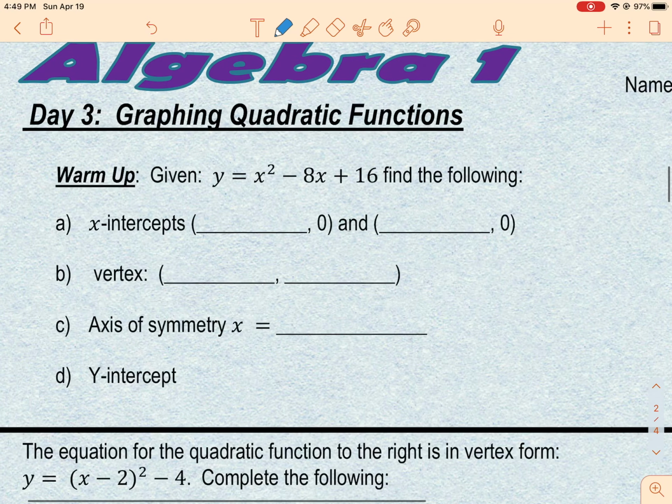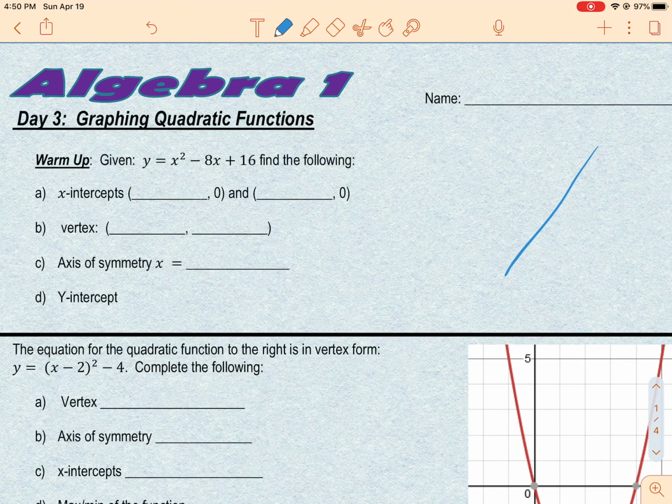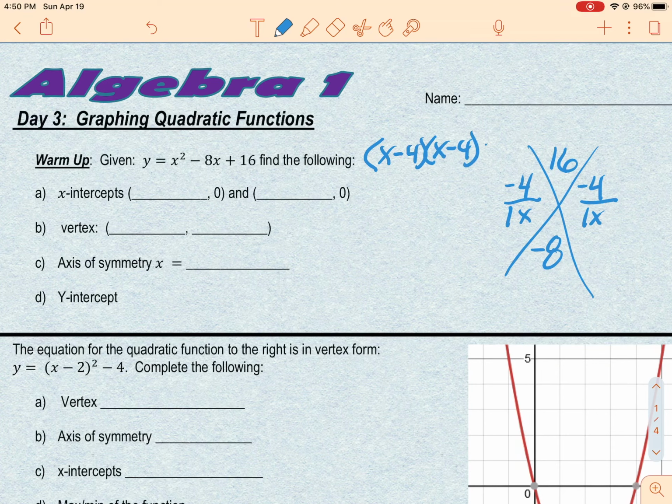First, let's take a look at the warm-up. We have a quadratic function in standard form, and in order to find the x-intercepts, we would want to try and factor it. So that's where we have two numbers that multiply together to be 16 that add up to be -8. In this case, it's -4 and -4. Those are going to be placed over 1x. So our two factors are x minus 4 and x minus 4.